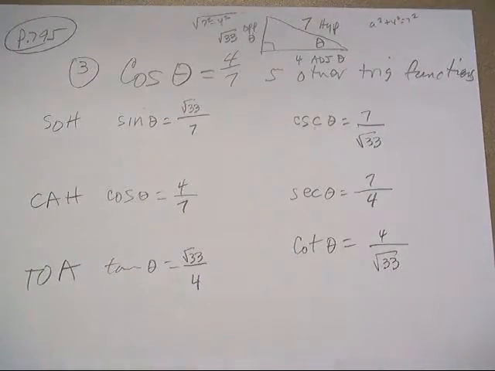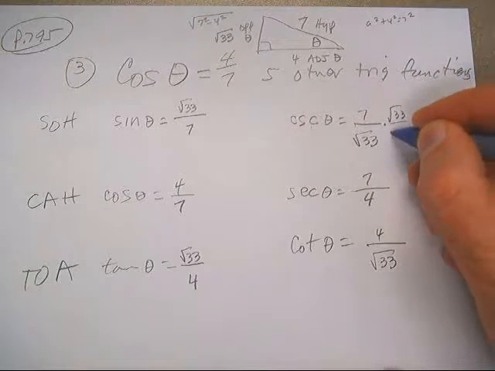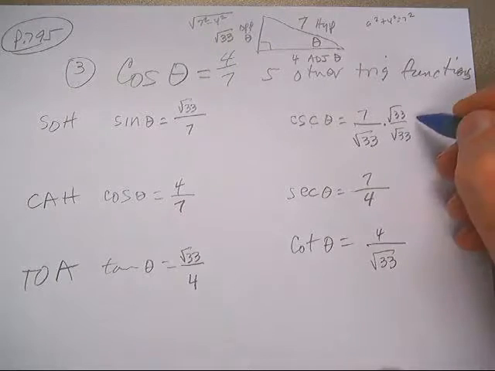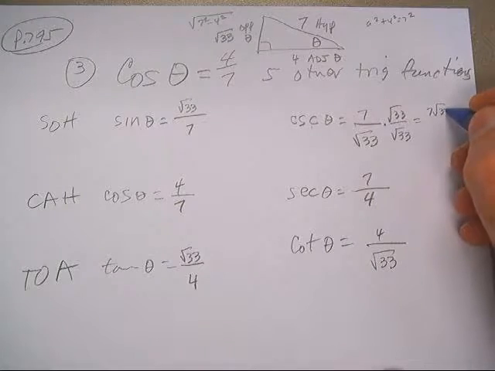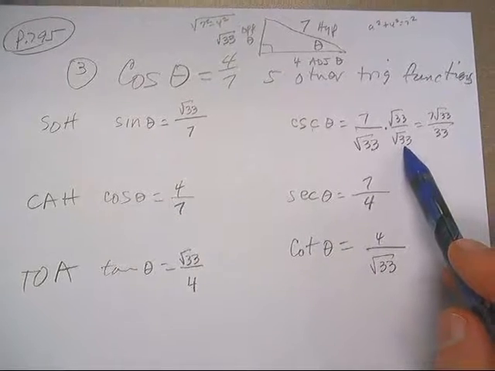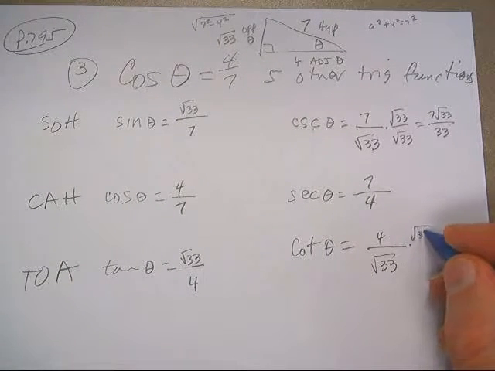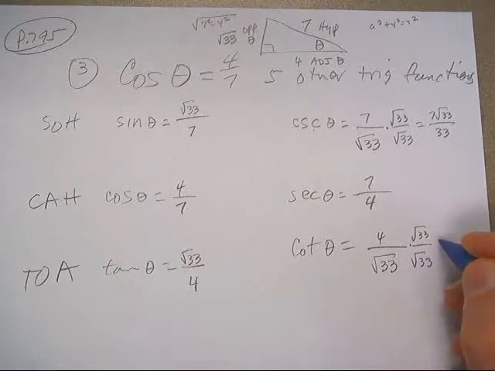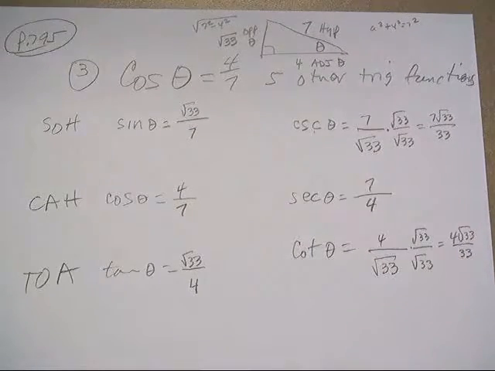And unfortunately, we have to do one more housekeeping thing, mostly on account of we're not allowed to leave root 33 in the bottom of an answer. But when you multiply root 33 times root 33, you just get 33. The square root of 33 squared is 33. And the same thing down here. Like so.